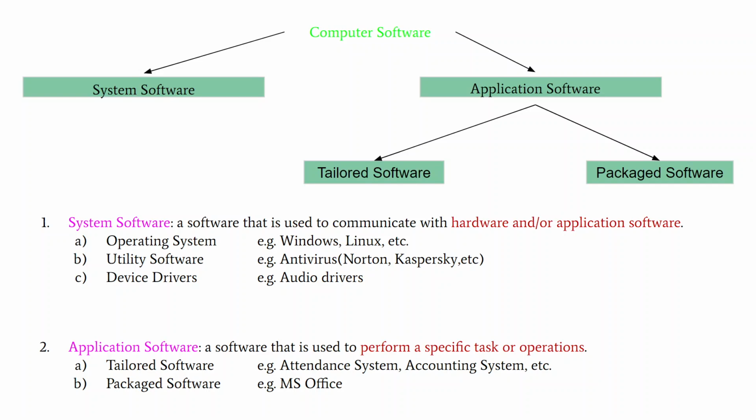Tailored and packaged software are the types of application software. The major difference among them can be answered by asking the simple question, who are we building this software for? If it is for somebody specific, it is a tailored software, and if it is for the global customer, it is a packaged software. Let us now move on to the layers of operating system.